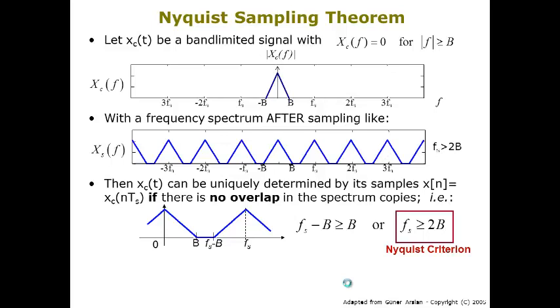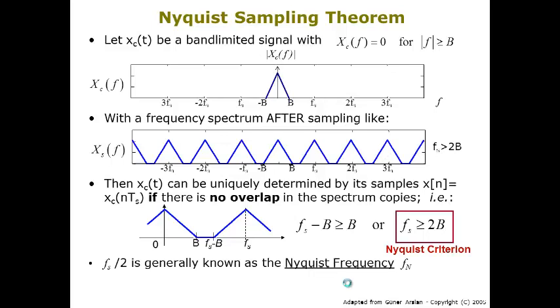I've got a band-limited signal that ends at B. This next copy of it, centered on F sub S, has a lower, negative-side spectrum that goes down to F sub S minus B. I don't want these to touch. That means I need this point, F sub S minus B, to be higher than this point, B. Or rearranging, I need F sub S to be greater than 2B. That's the Nyquist criterion. That's how you do sampling so that you don't get aliasing, so that you get back what you started with.